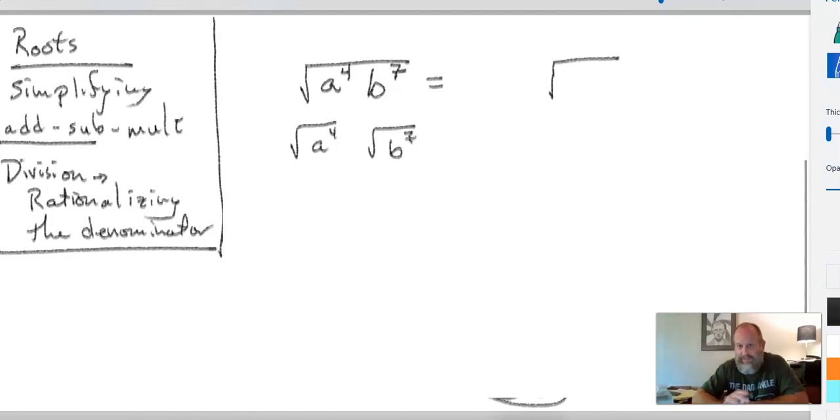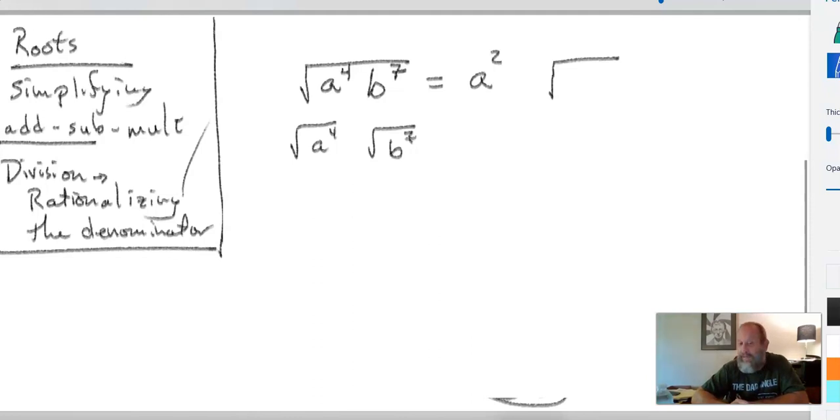How many pairs of a's can I get out of that? You can get 2 pairs. Honestly, it's just saying 2 goes into 4 twice. Is there anything left over? No, there's no remainder, which means I'm not going to be writing anything inside the root. So I have 2 pairs of a, and that means I have an a squared out here. I don't have any a's left over after I pair them up, so there's nothing in the root that I'm writing down. Now I'm going to turn my attention to the b to the seventh.